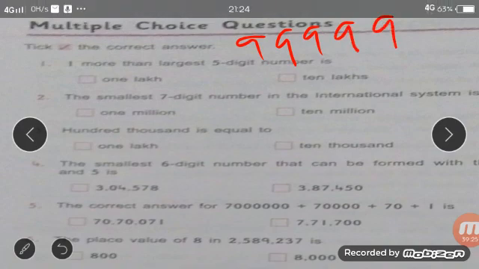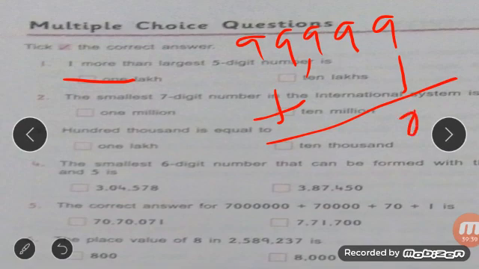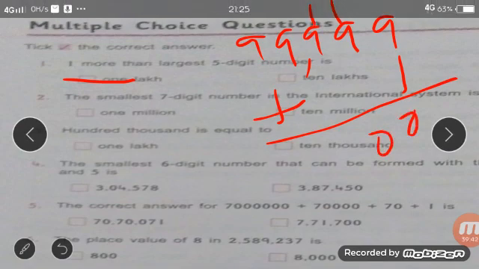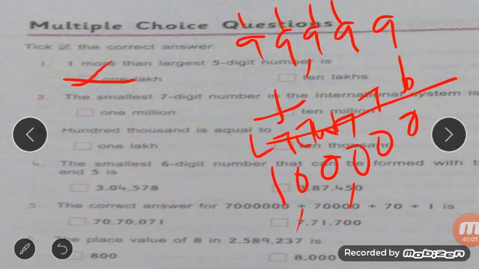How will you read it? That is 99,999. One more than that; more than means plus 1. So what will you get? 9 plus 1 is 10, carry 1, and so on. You got the number. What number have you got? Read it. This is 1 lakh. 5 zeros means 1 lakh. Remember that, okay? Or you can put the place values ones, tens, 100, 1000, 10,000, then lakh. That's why 1 lakh is the correct answer.